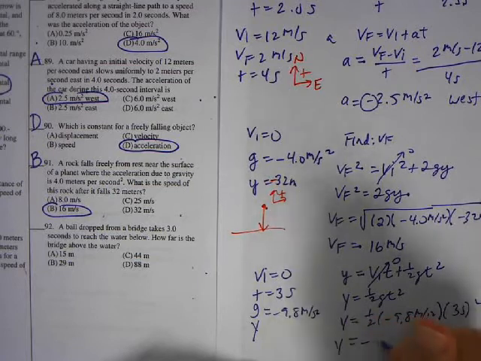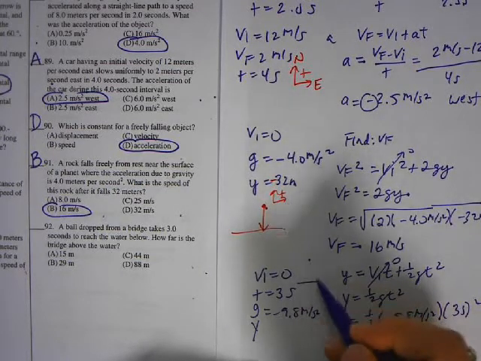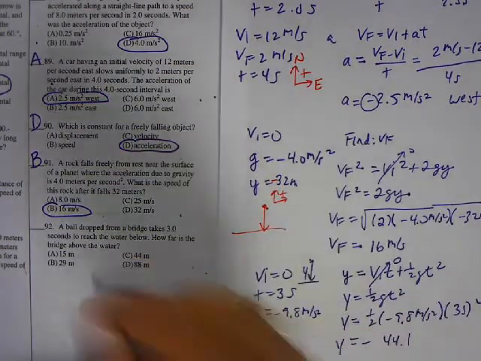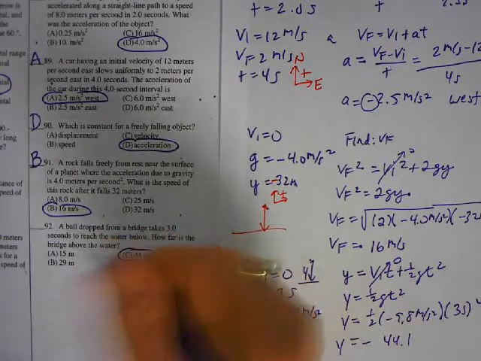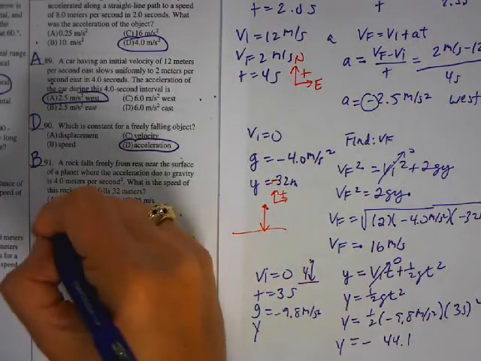So Y came out to be 44. Why is it negative? Because when I drop something, I'm measuring from here down. So because Y is pointing down, it should be negative. So this is 44 meters. So the answer is C.